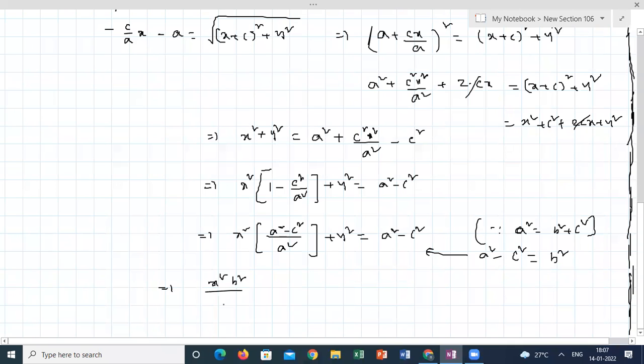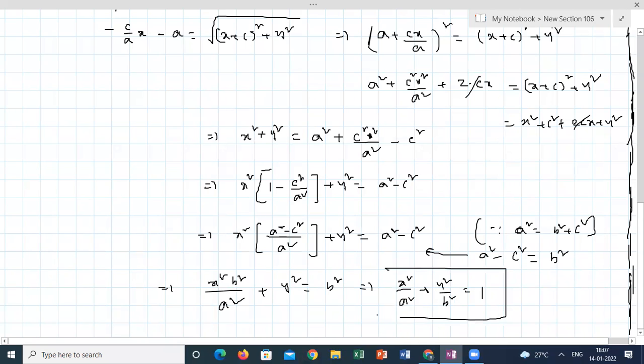X square b square by a square plus y square is equal to b square. If I take b square to this side, x square by a square plus y square by b square is equal to 1, which is the standard equation of the ellipse, with a the semi-major axis length and b the semi-minor axis length, if a is greater than b, where the semi-major axis is the x-axis and the semi-minor axis is the y-axis. Hope you are clear what I am trying to say. Is it clear?